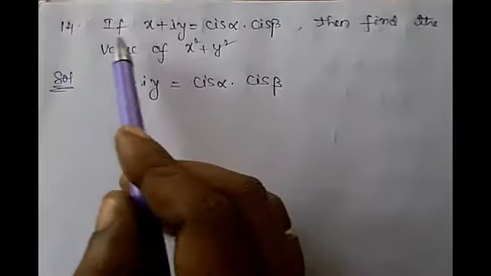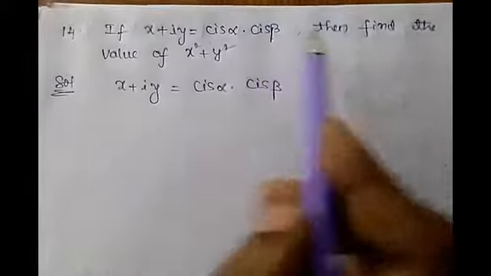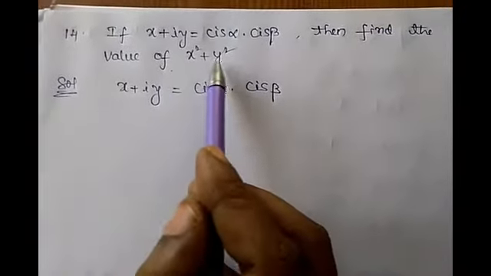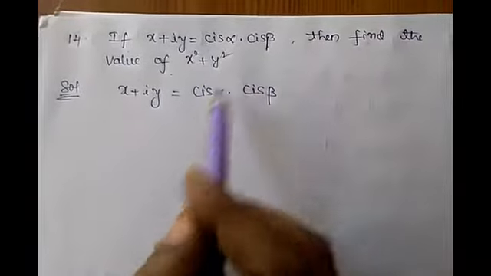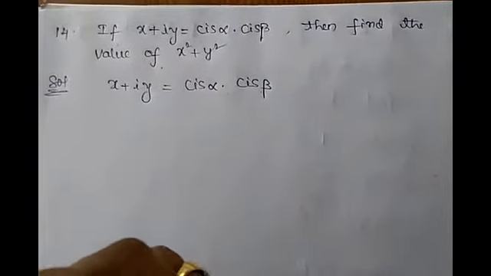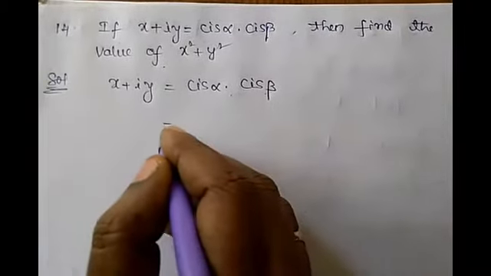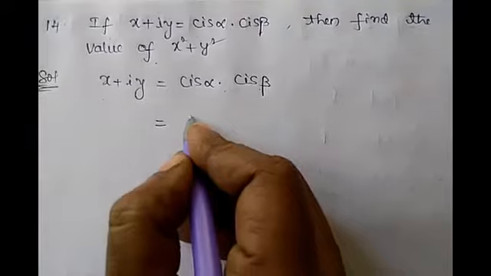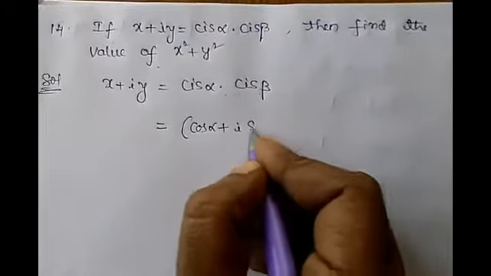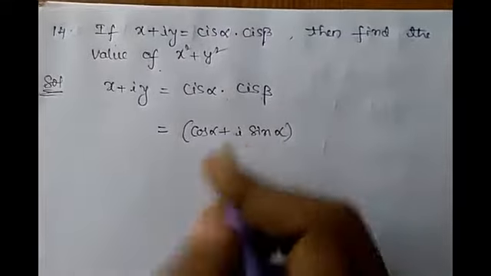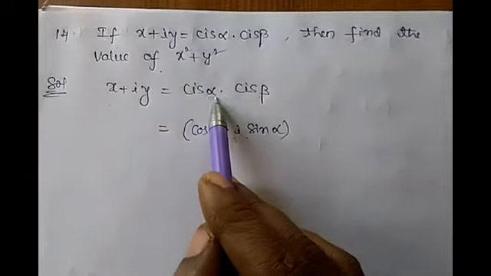The next problem is, if x plus iy equal to cis alpha into cis beta, then find the value of x square plus y square. What is given information? x plus iy equal to cis alpha into cis beta. What is cis alpha? Cis alpha means cos alpha plus i sin alpha. Cos alpha plus i sin alpha can be written as cis alpha.